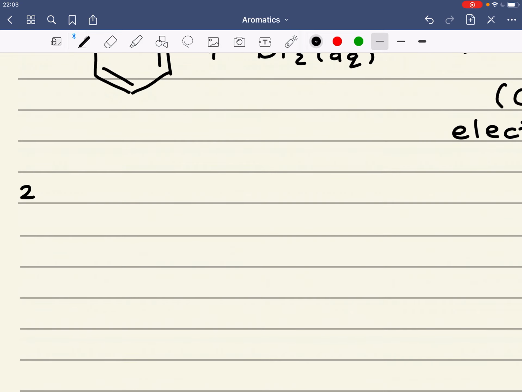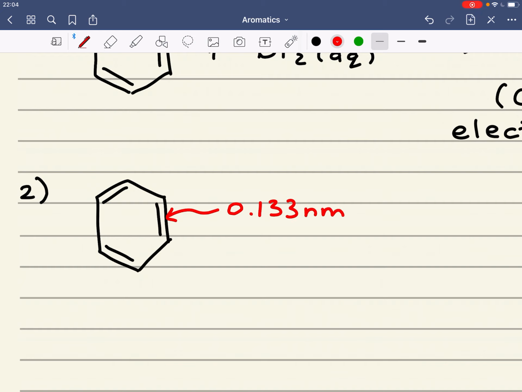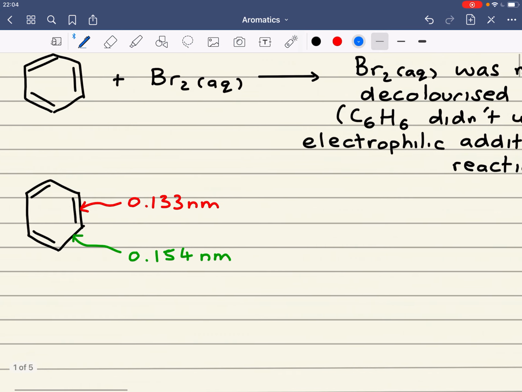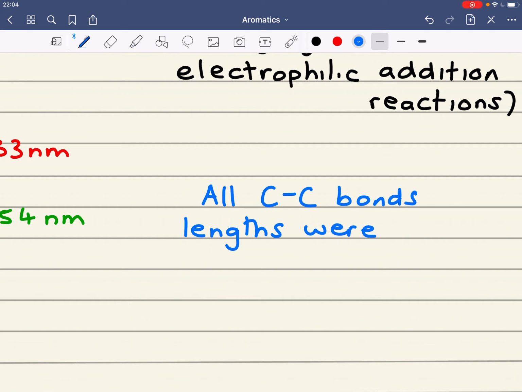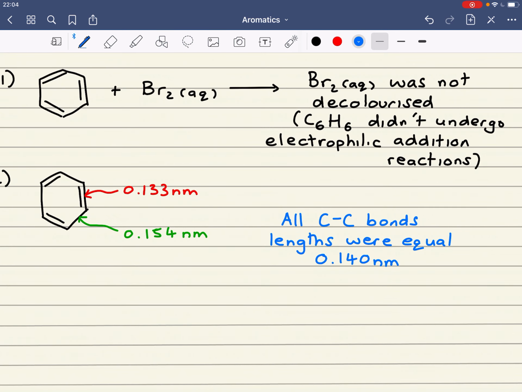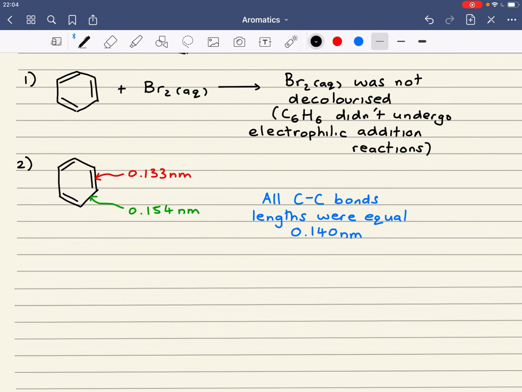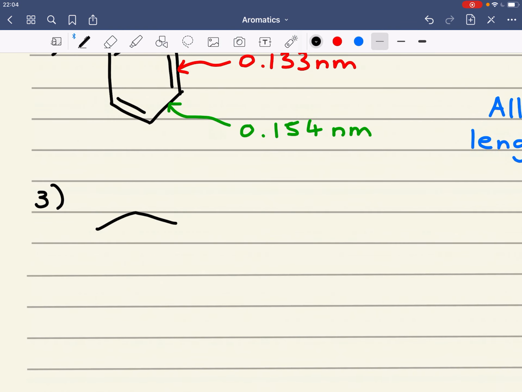The second bit of evidence to disprove the Kekulé structure was looking at the bond lengths. If the Kekulé structure was correct, the bond length of this carbon-carbon double bond would be the same as any other carbon-carbon double bond, around 0.133 nanometers, and the length of the carbon-carbon single bond would be 0.154 nanometers. When they actually looked at the structure of benzene and the bond lengths, it was found that all the carbon-carbon bond lengths were equal. At 0.140 nanometers, they're somewhere in between the two, which is quite a damning bit of evidence to disprove the Kekulé structure.